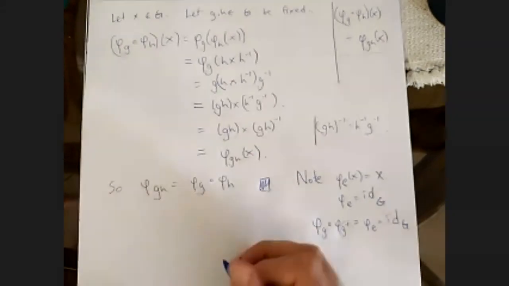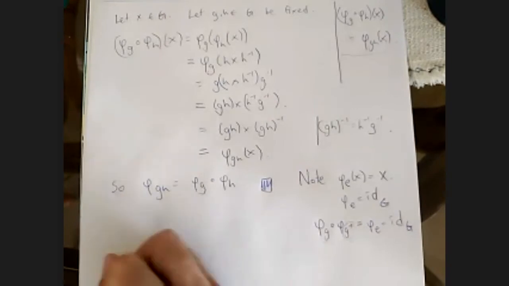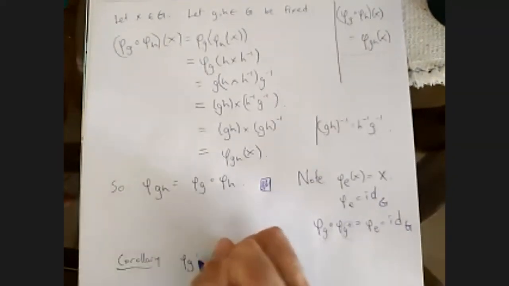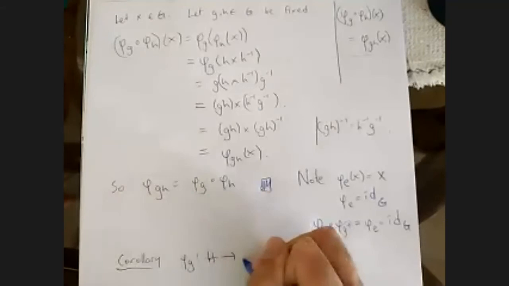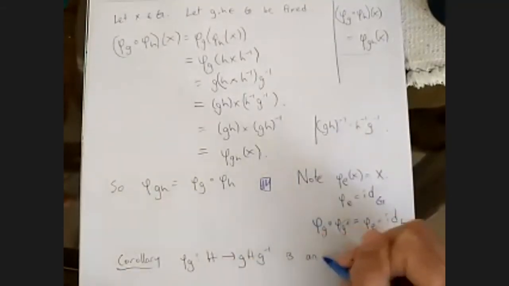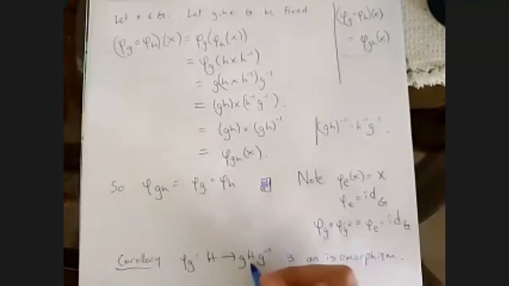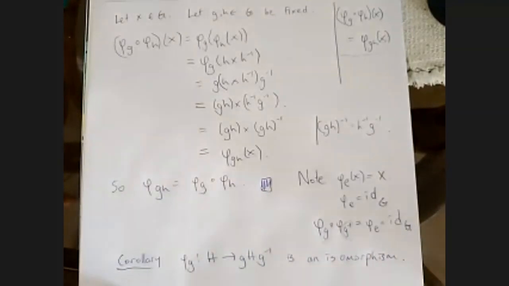Okay, and then as a corollary, phi G from H to GH G inverse is also an isomorphism. Just restrict conjugation from the elements of H to the conjugate of H to get an isomorphism.